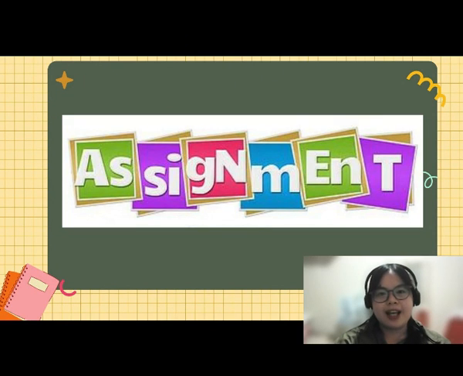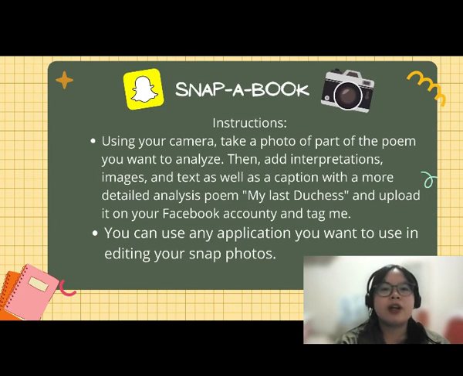Your assignment would be, if we have a Spotify book, here we have a Snap book. So using your camera, take a photo of the part of the poem you want to analyze. Then add interpretations, images, and text, as well as a caption with a more detailed analysis of the poem My Last Duchess, and upload it on your Facebook account. And don't forget, of course, to tag me.